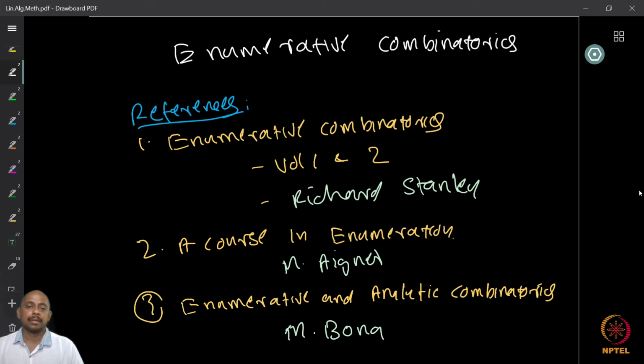And then A Course in Enumeration by Martin Aigner is a very standard book on enumerative combinatorics, which is also very readable with lots of exercises and questions. Then another very good writer is Miklós Bóna. He has written nice books. A Walk Through Combinatorics is a nice book. Then here is another one on enumerative and analytic combinatorics, and this is also a very good read with an easy presentation, and lots of advanced results as well.